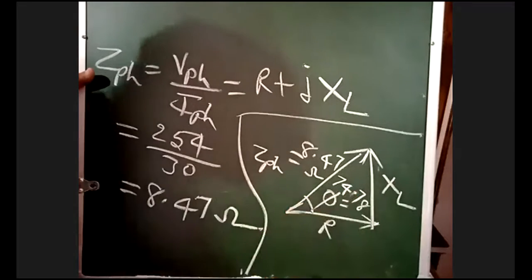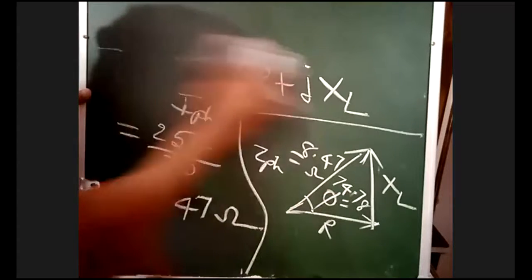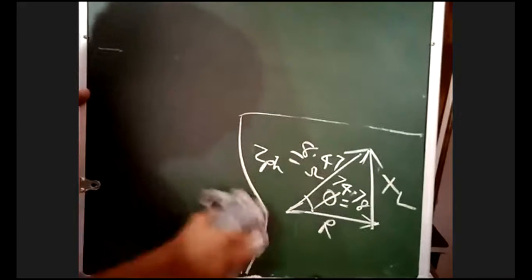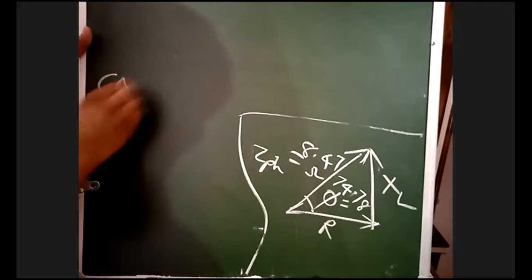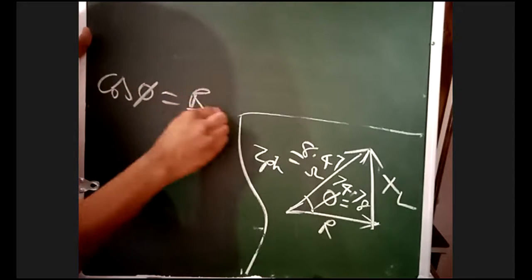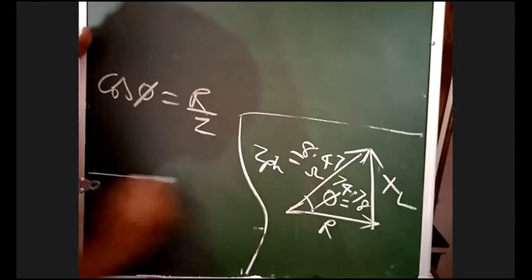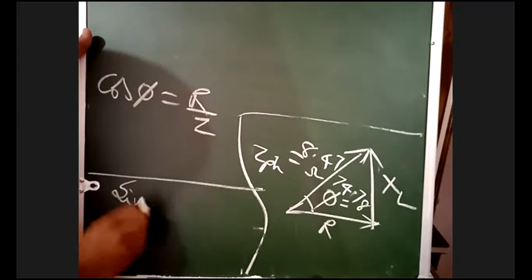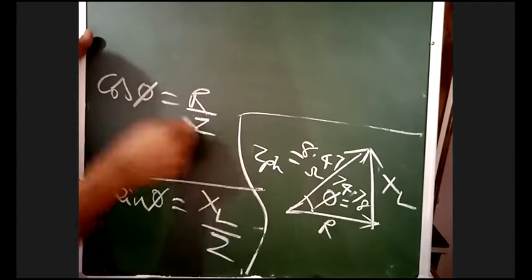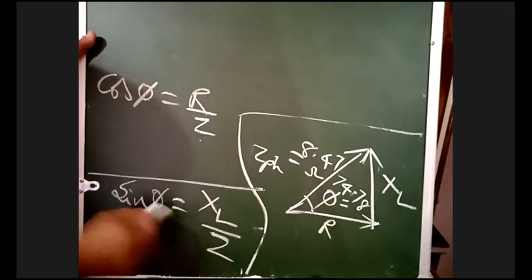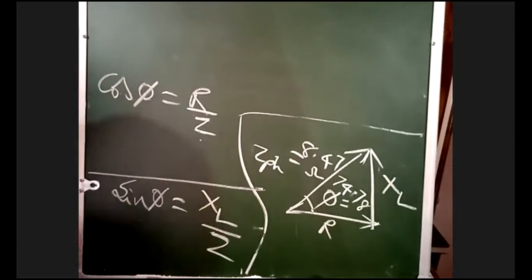This is your phi. From this I can determine R and XL. From this phasor diagram, cos phi is equal to R by Z and sin phi is equal to XL by Z. We know Z and phi, so we can determine R and XL.